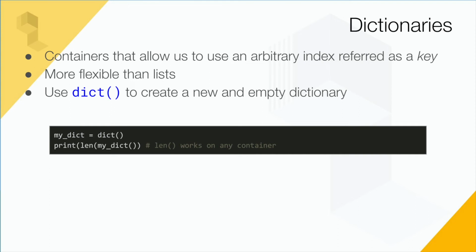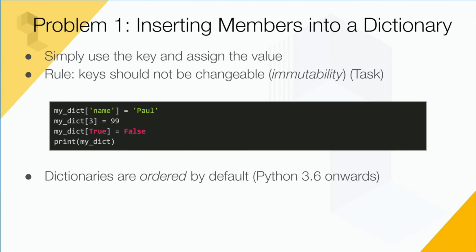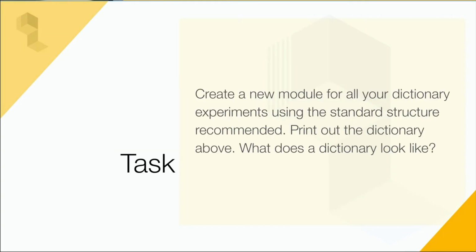We use the dict function to create a dictionary. So this is an empty dictionary, and we can get the length of the dictionary using the len function as before. So let's go back to our problems about containers and start with problem number 1, inserting members into a dictionary. To put an item into the dictionary, we simply specify our key and the value using the same index syntax. So here's a task for you. Create a new module for all your dictionary experiments using the standard structure we recommended, and print out the dictionary above. What does a dictionary look like?